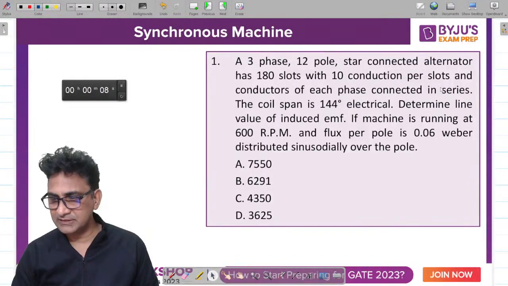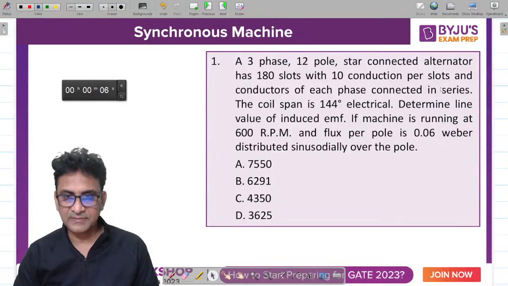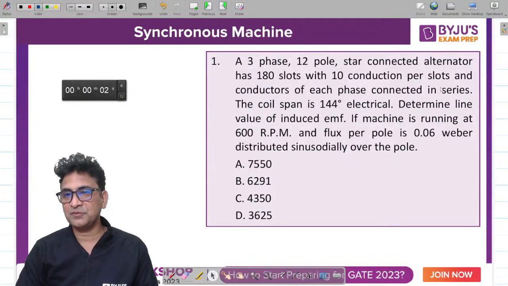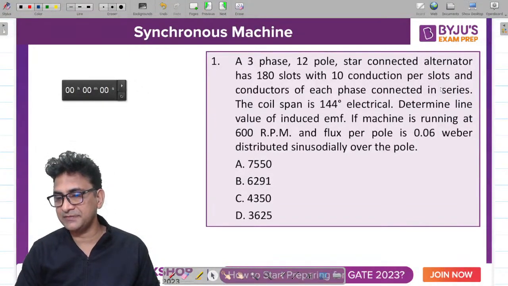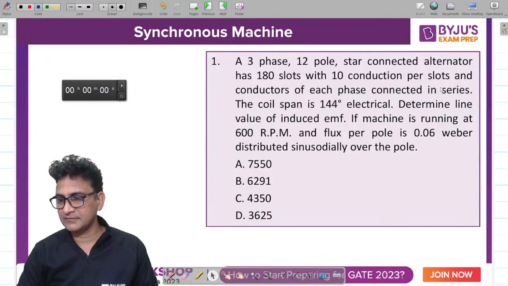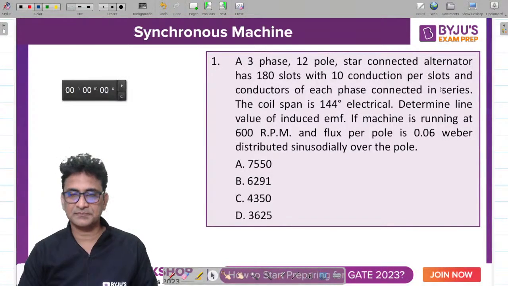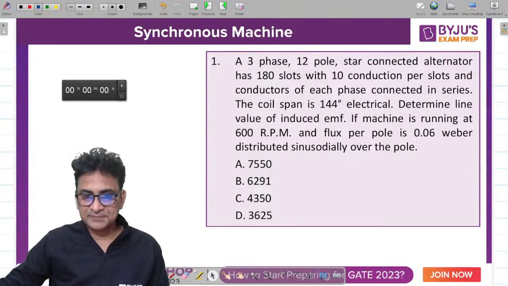As per Ayan, C is the correct option. That means the 4350. You have to find out the induced line EMF, not the per phase EMF. Line EMF. Good evening, Nisi. As per the above, C is the correct option. And your time is up.